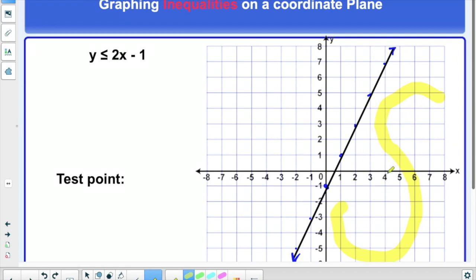So like (4, 0) is a solution here, right? If I want to test out (4, 0), I can. I'm going to show you what I mean by that. Let's just say I have a test point. I find the test point and, sorry guys.